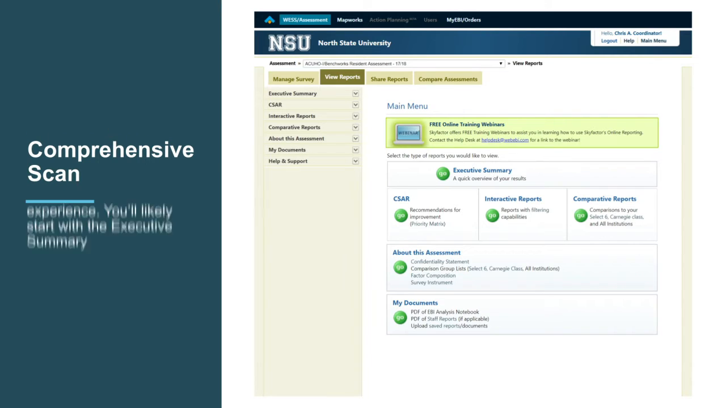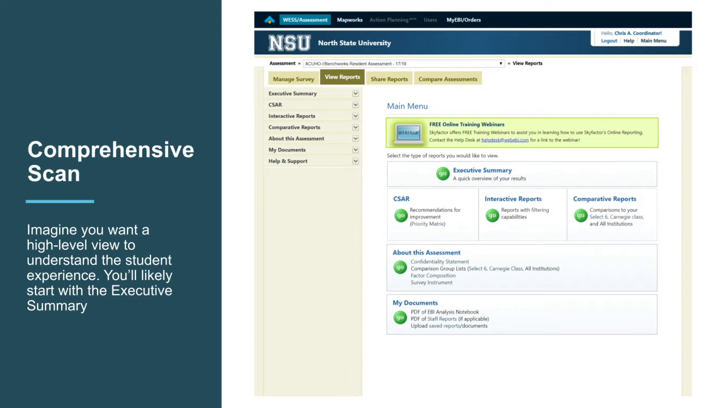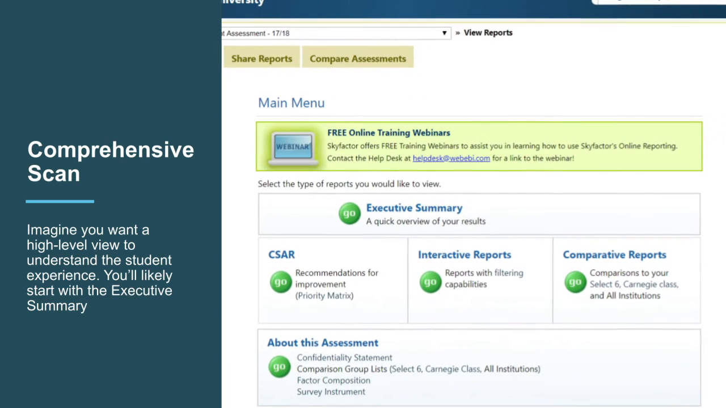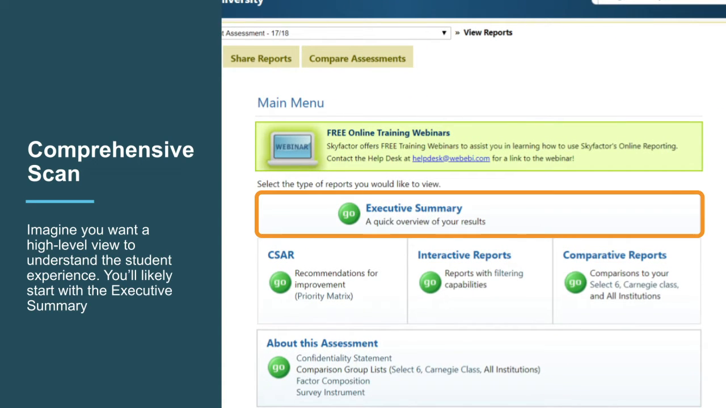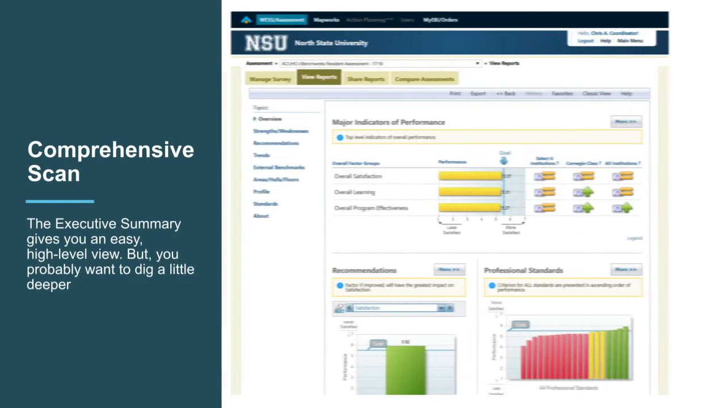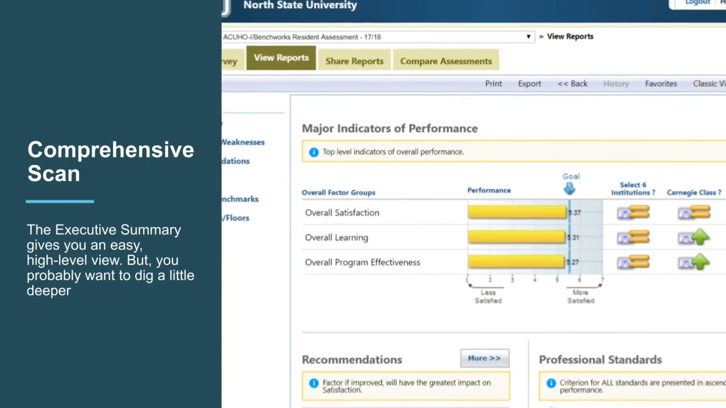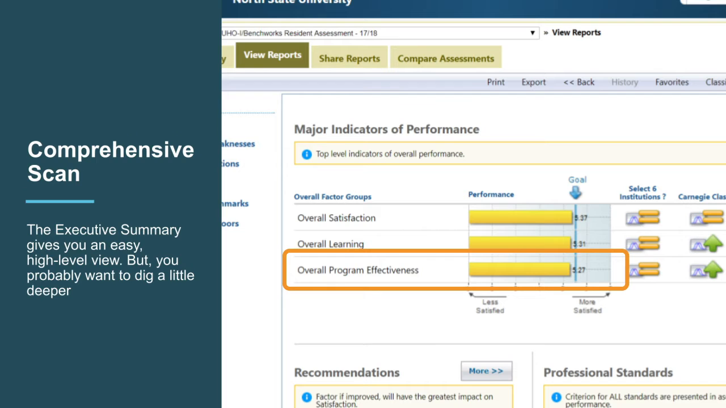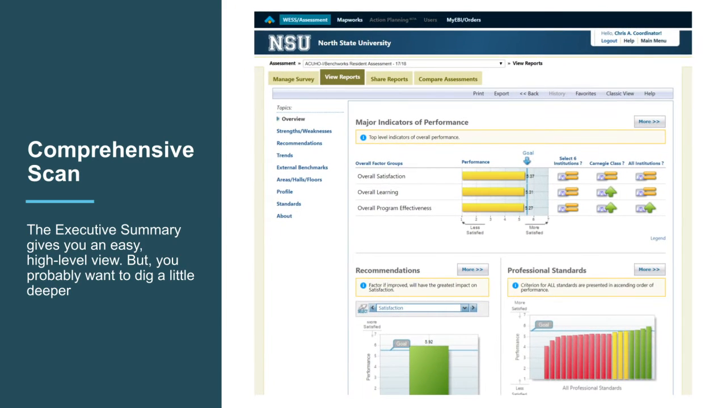to focus attention. I want you to imagine that you are in this department. You've completed the survey and now you're going to see how your students responded. This is the main menu of our system. Since you're looking for some overall information, you'll likely start with the executive summary. Your first look at the executive summary shows that your department's overall program effectiveness is yellow. Your score is a 5.27 on a 7-point scale, so not too bad. But you likely want to dig deeper.